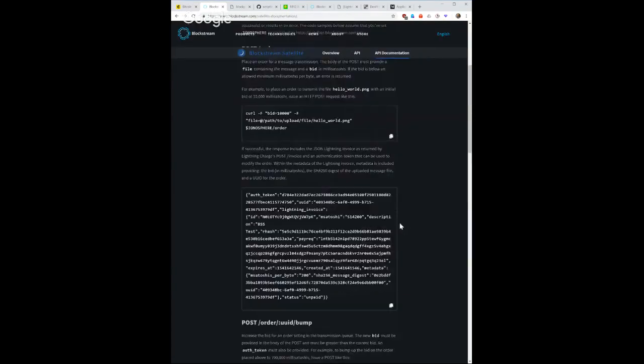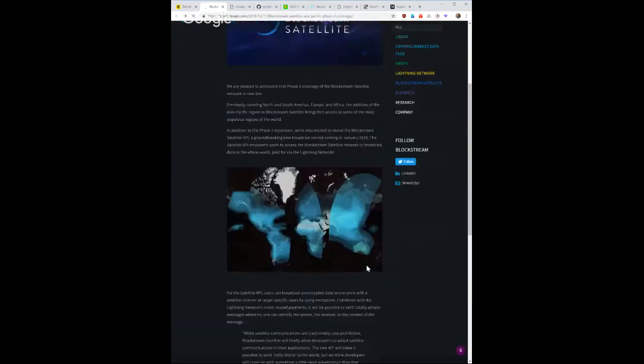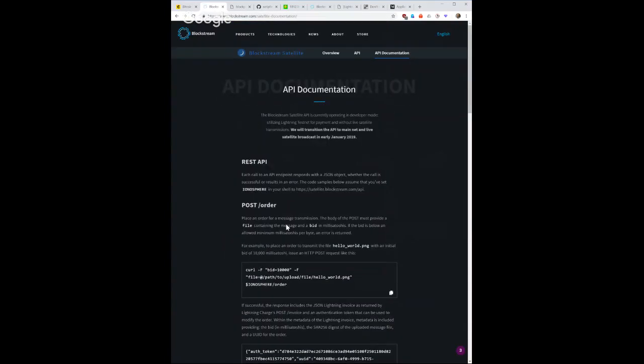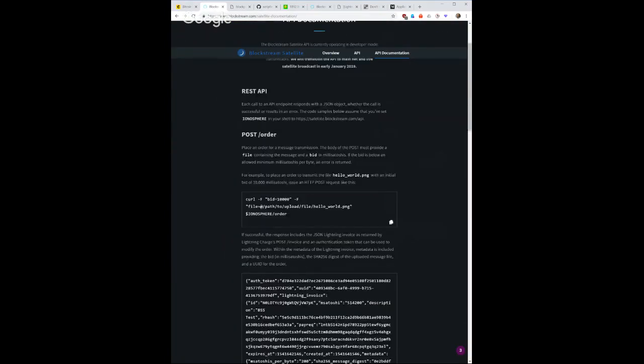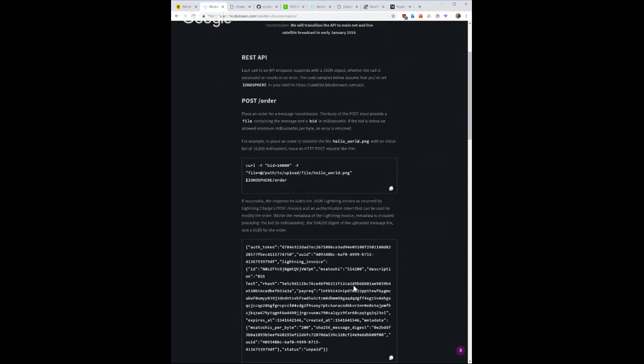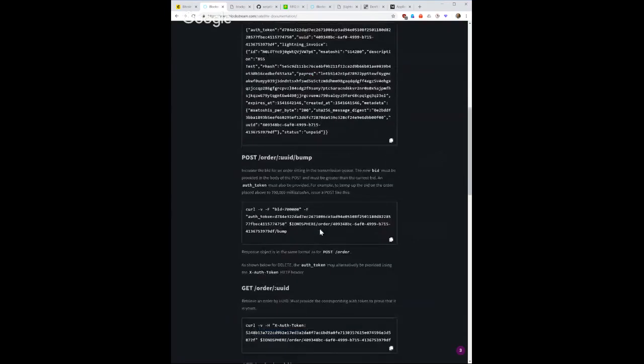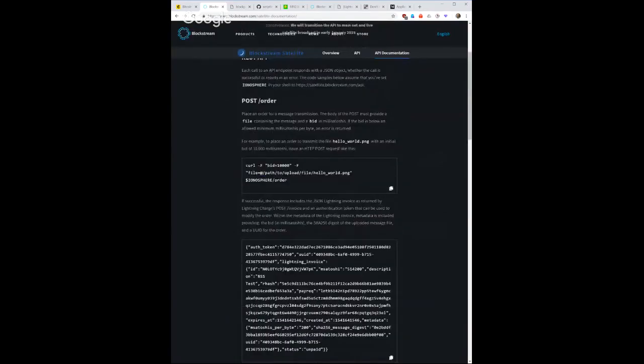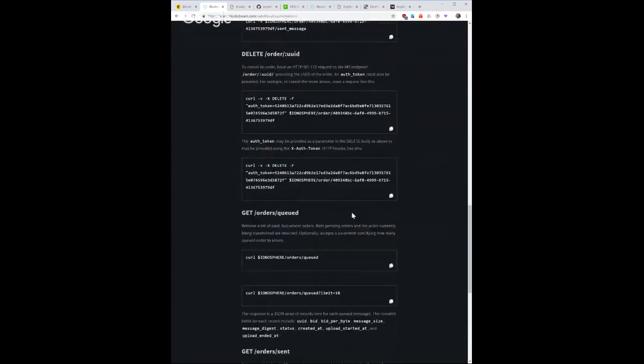Obviously, Blockstream covered more of the world with their satellite. They have a new API, and this is sort of still being developed. But if you want to know about transmitting various messages, I think it's via satellite. This is what you are supposed to use.